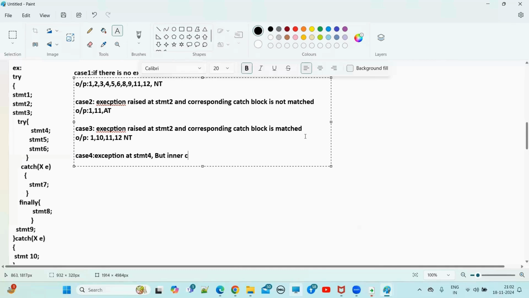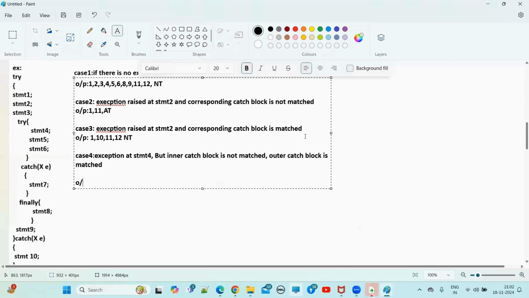Exception at statement 4, but inner catch block is not matched. Outer catch block is matched. Understood? See, exception raised at what, guys? Statement 4. Now, statement 4 means what? Inner try block or not? It's inner try block.